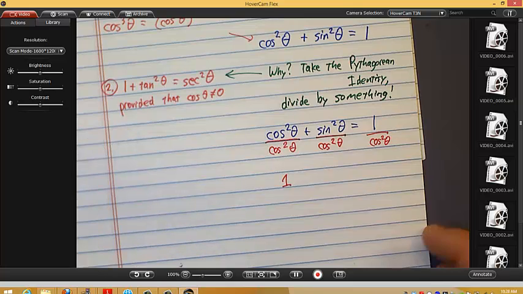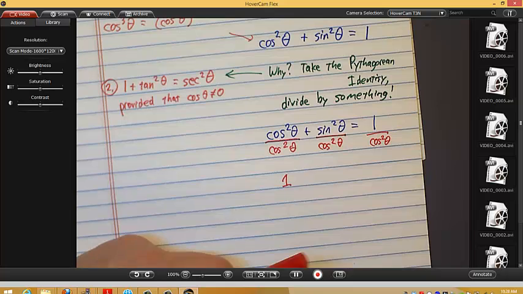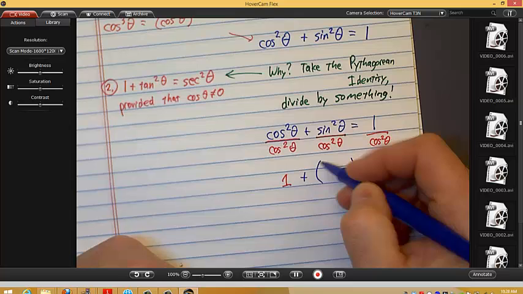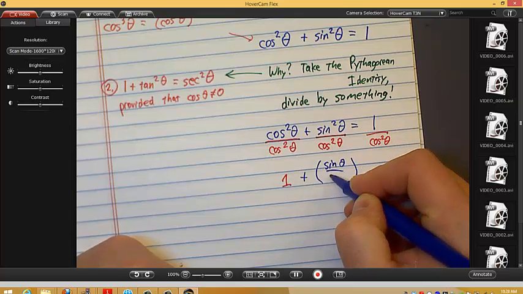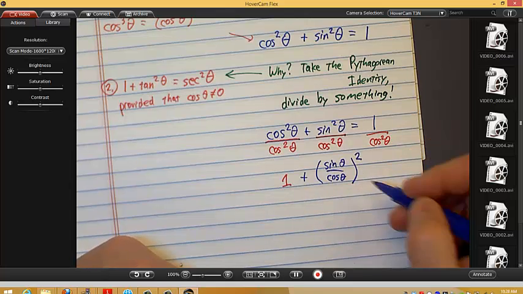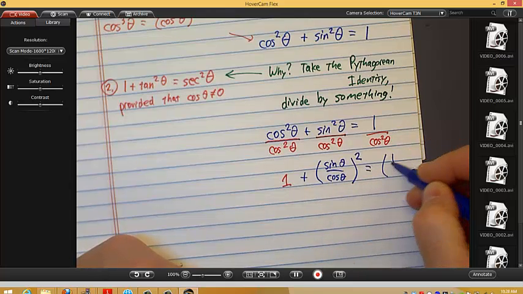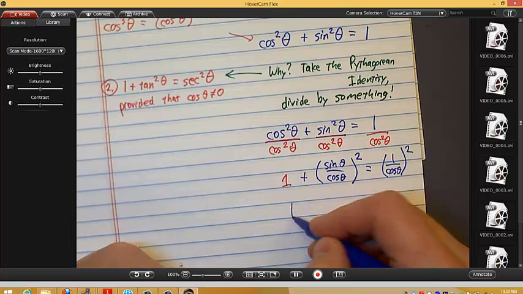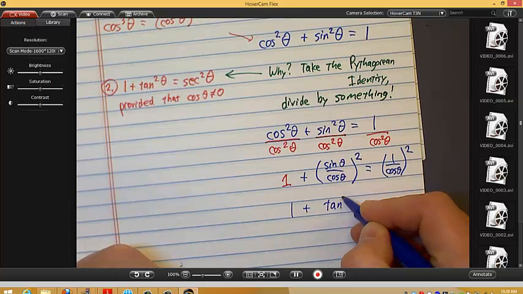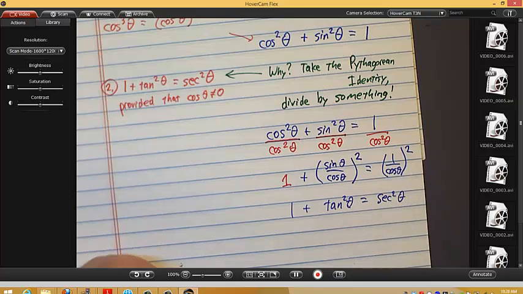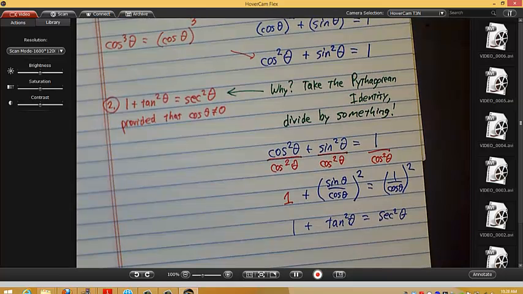And I guess what you need to know now is that this expression here is the same as the sine of theta over the cosine of theta, squared. And this expression here is 1 over cosine theta squared. And as long as you believe that, you're going to get 1 plus tangent squared theta equals secant squared theta. So there they are. You guys with me?